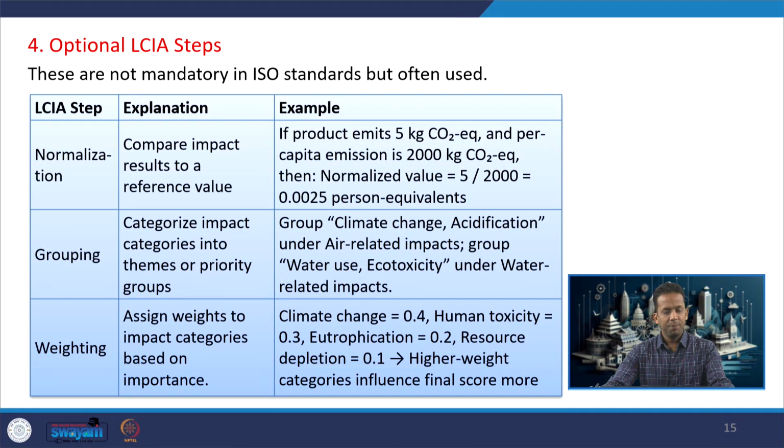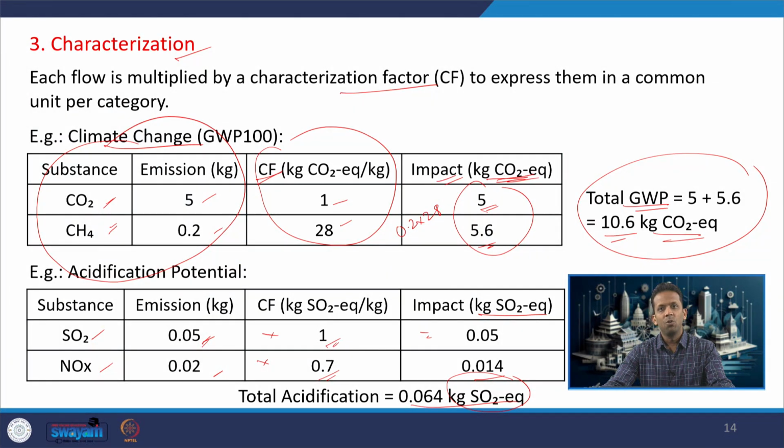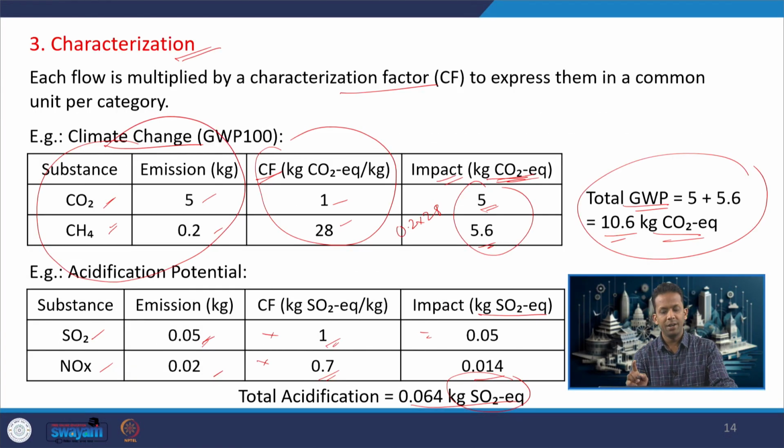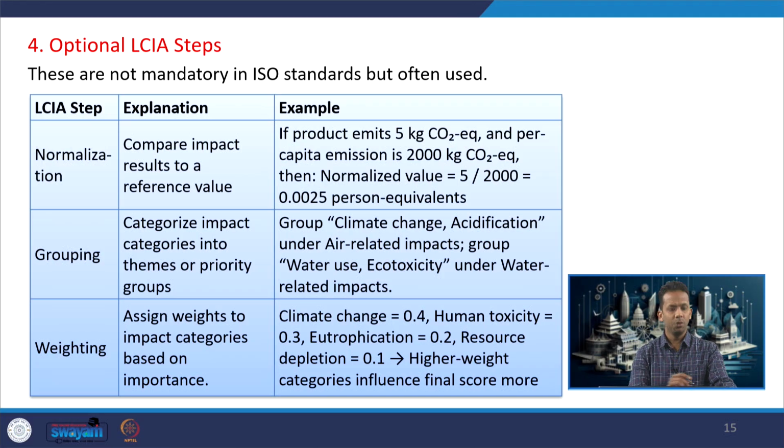So, the fourth step. That was the third step, right. If we revise quickly, the first step was selection of impact category and indicators, second was classification, third characterization, and fourth is the optional LCIA steps.